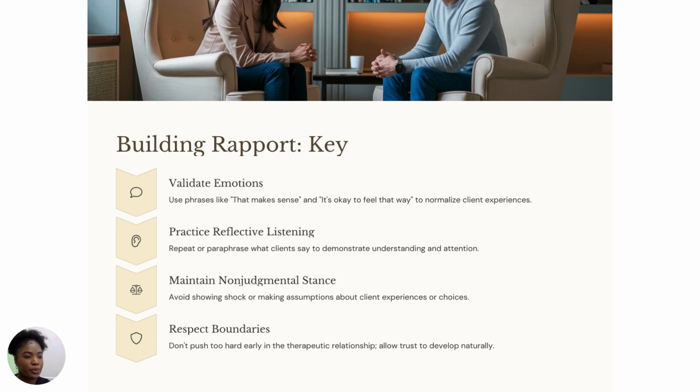You have to either repeat or paraphrase what the client says to demonstrate your understanding and that you're paying attention to them. And then you have to maintain a non-judgmental stance. So you have to avoid showing shock or making assumptions about client experiences or choices. Remember, rapport is key. And the most important thing is do not push too hard early in the therapeutic process. You have to allow the trust to develop naturally. You have to respect their boundaries.